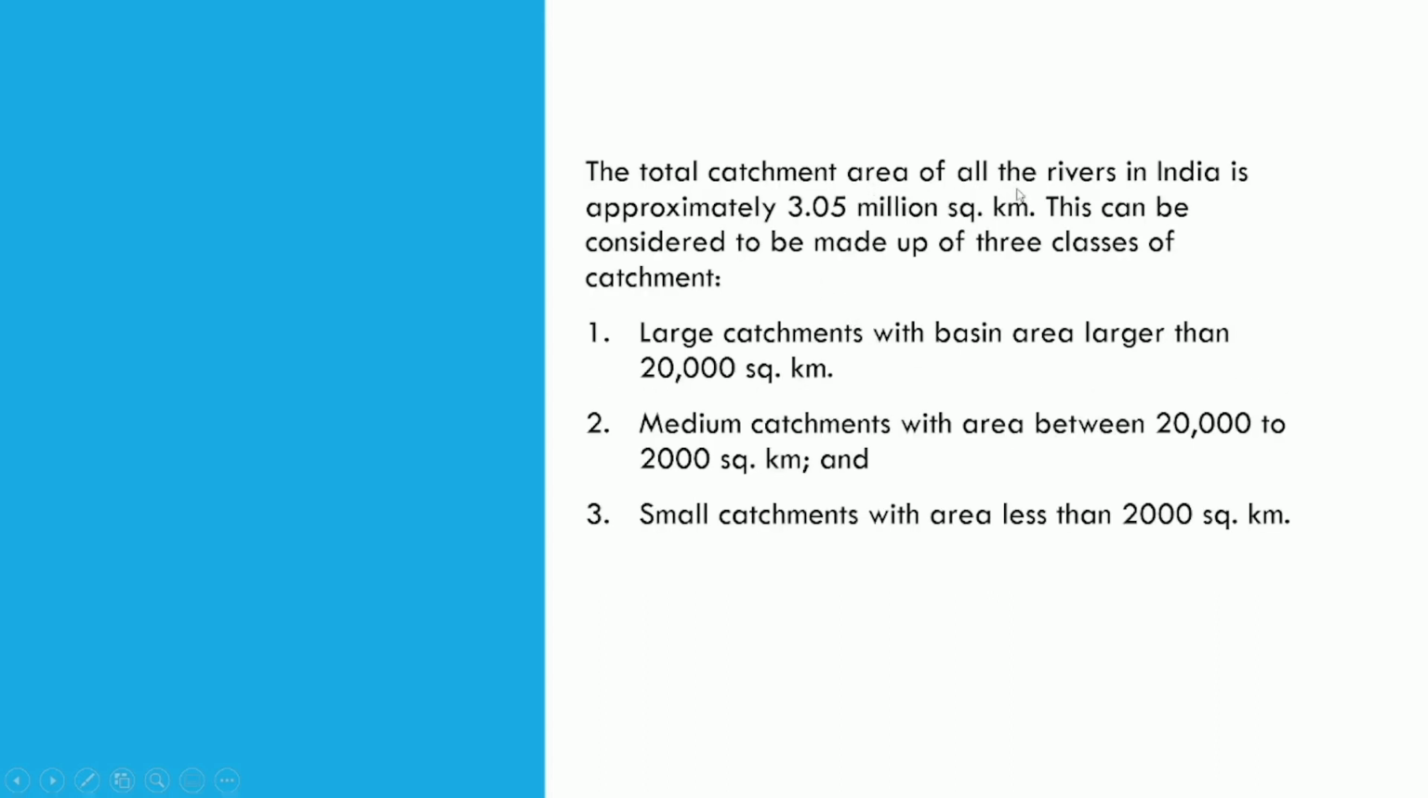The total catchment area of all the rivers in India is approximately 3.05 million square kilometers. This can be considered to be made up of three classes of catchment. Number one is large catchments with basin area larger than 20,000 square kilometers. Number two is the medium catchments with area between 20,000 and 2,000 square kilometers. And the last one is the small catchments with area less than 2,000 square kilometers.